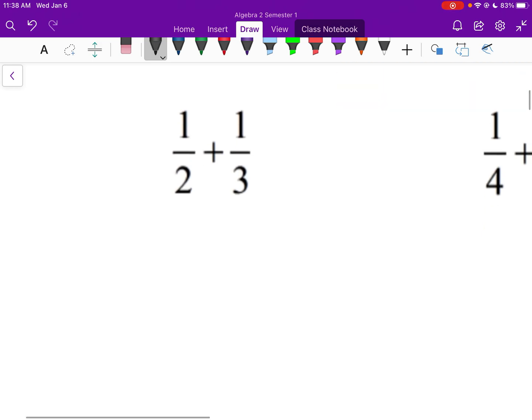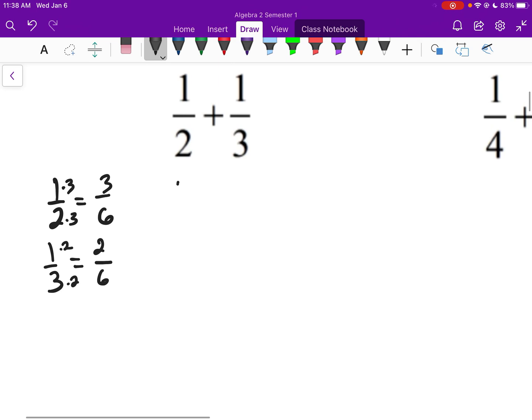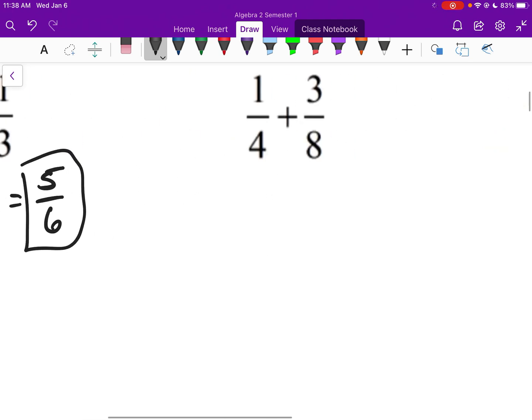So we need to get 1/2 to have a denominator of 6, and we need 1/3 to have a denominator of 6 as well. In order to do that, times 3, so 3/6, times 2 to get 2/6. So then we have 3/6 plus 2/6. Now that I have common denominators, just add the numerators, and the denominator stays the same.